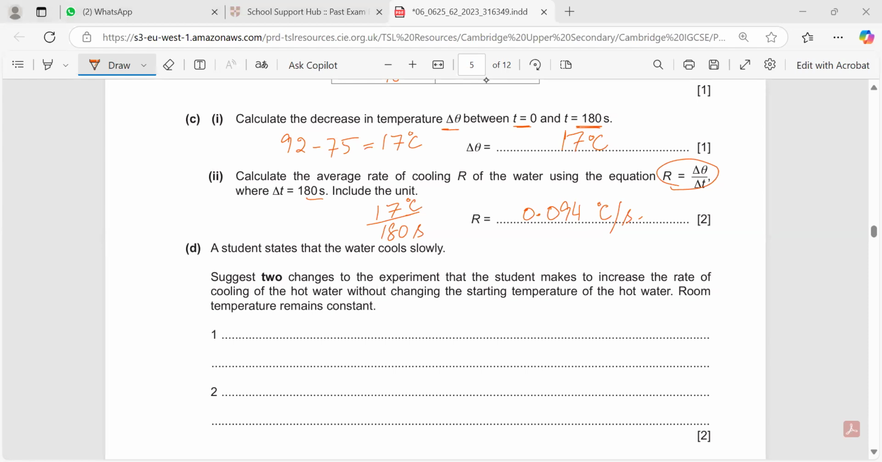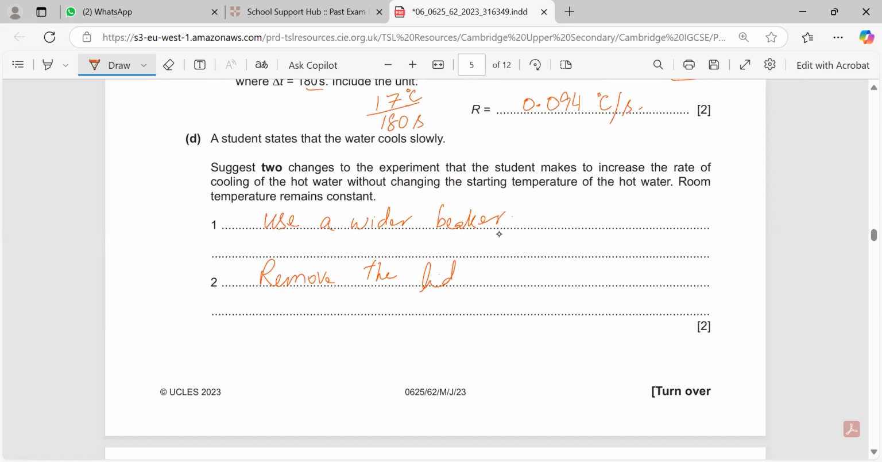Yes, Mariam. Okay, first I will go with this one. I will say use a wider beaker. Also, you can say remove the lid. Many you can say. Even keep on stirring. That will also be affecting the answer. Mean keep on stirring continuously. It will be increasing the rate of cooling of water.